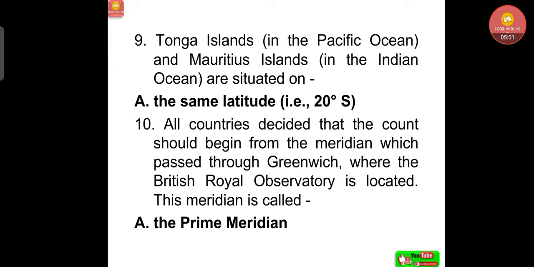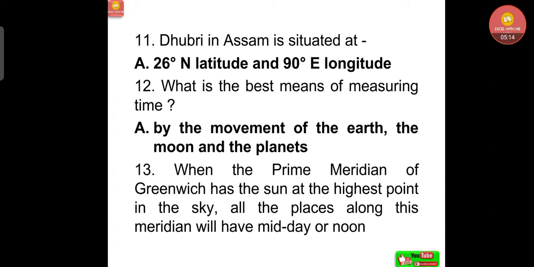Now all countries decided that the count should begin from the meridian which passes through Greenwich, where the British Royal Observatory is located. This meridian is called the prime meridian. Now Dhubri in Assam is situated at 26 degree north latitude and 90 degree east longitude. What is the best means of measuring time? By the movement of the earth, the moon and the planets. Now when the prime meridian of Greenwich has the sun at the highest point in the sky, all the places along this meridian will have midday or noon.